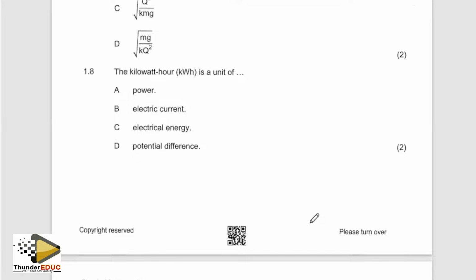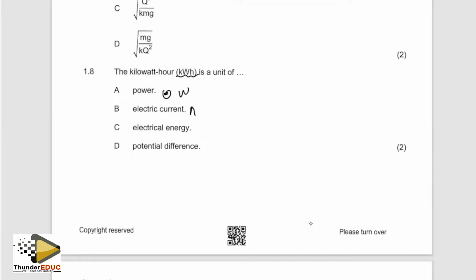1.8. Kilowatt hour. This is a unit of, is it power? Power we know is just the rate at which work is done. And the unit for power is just the watt.